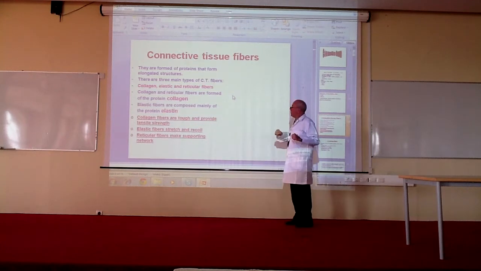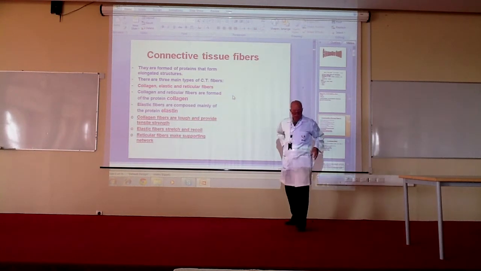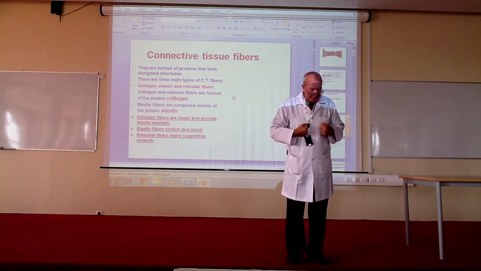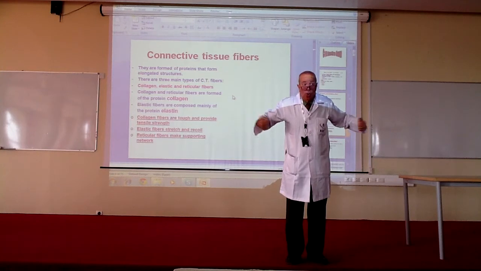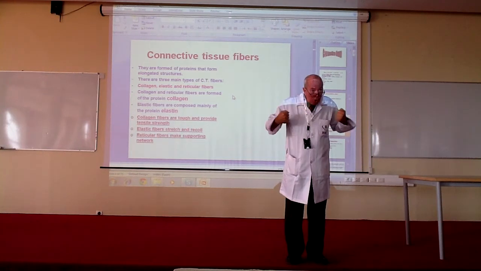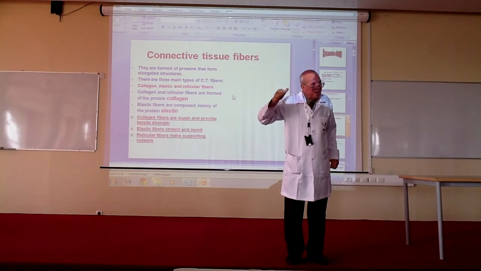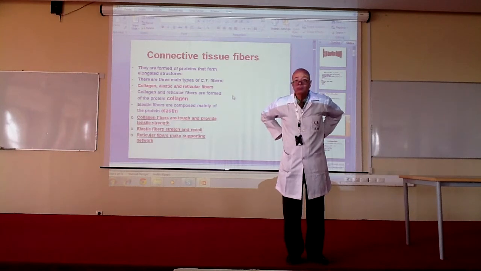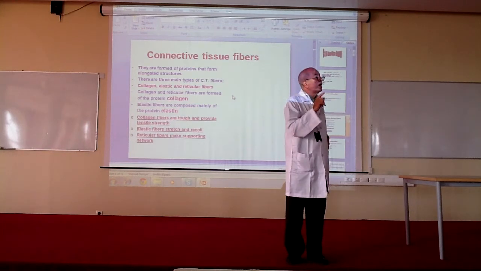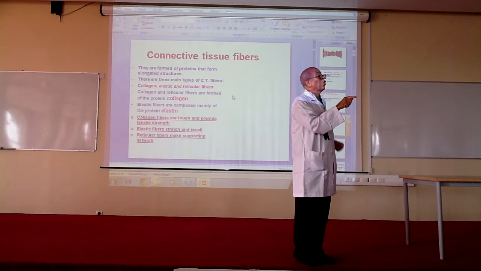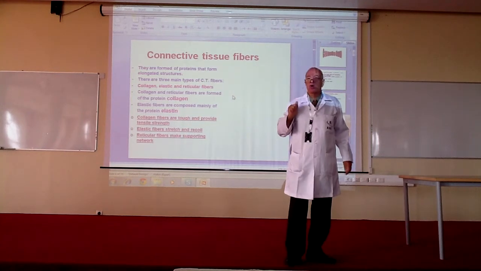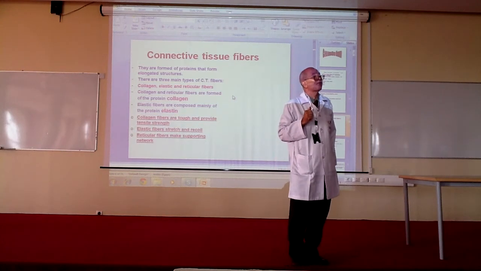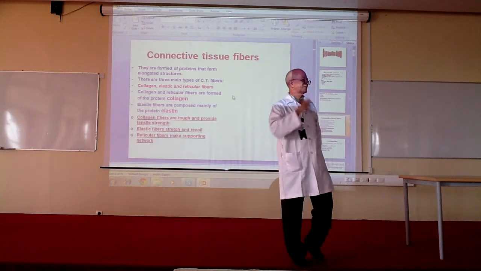Collagen fibers are tough and provide tensile strength. What does this mean? When you want to prevent extension or need a strong pull, you use the white collagen fibers. Give me an example. Tendon. What else? Ligament. Is it the white ligaments or the yellow ligaments? White, because the yellow ligaments are formed of elastic fibers. Why are the white ligaments formed of collagen fibers? Very good.